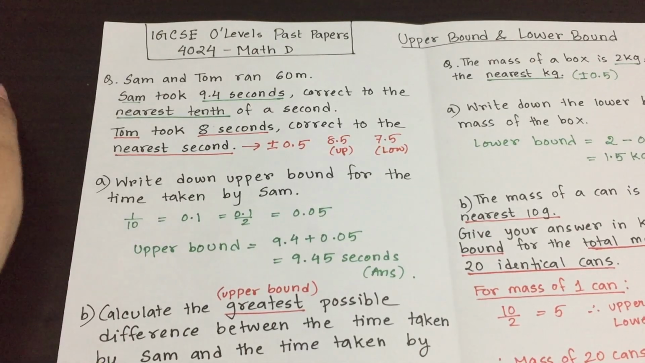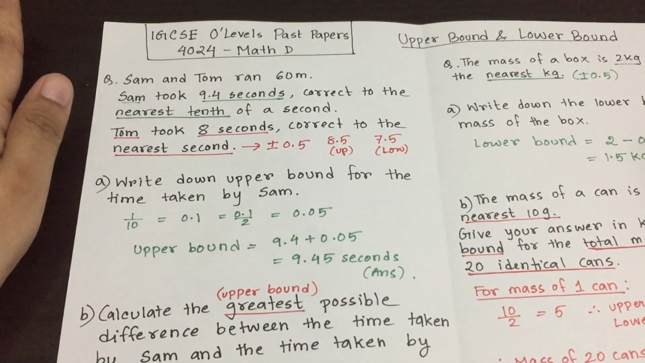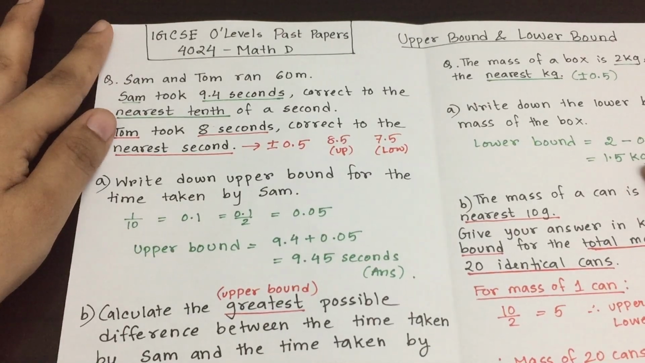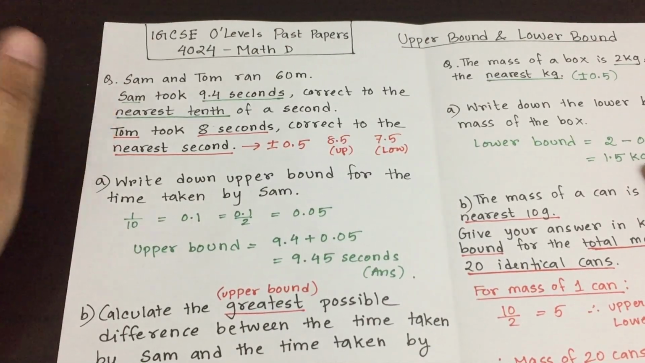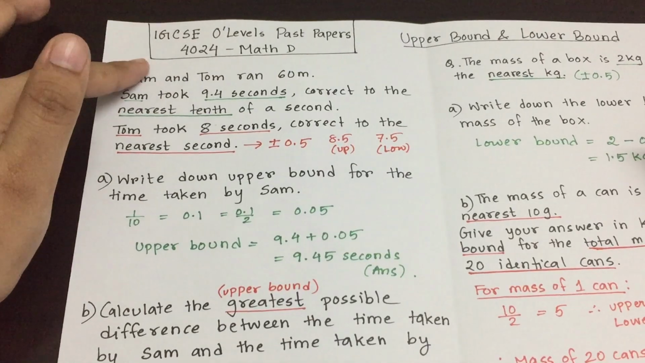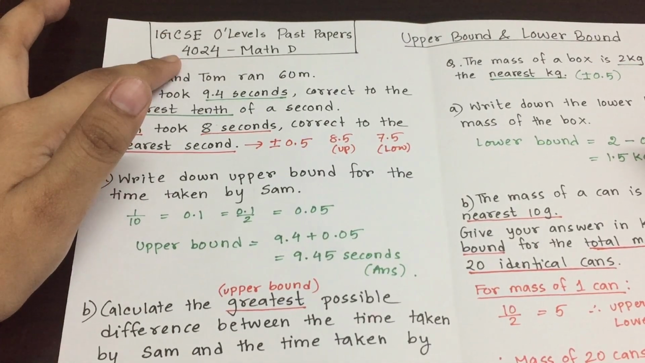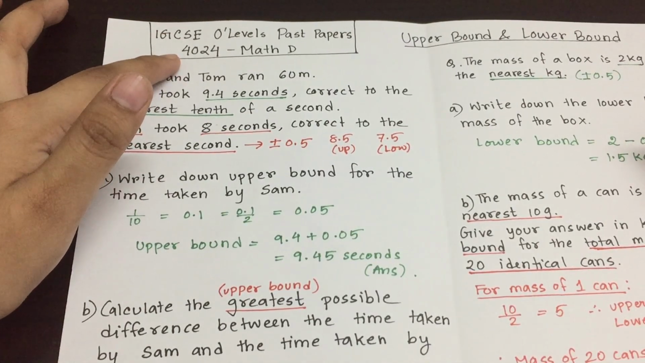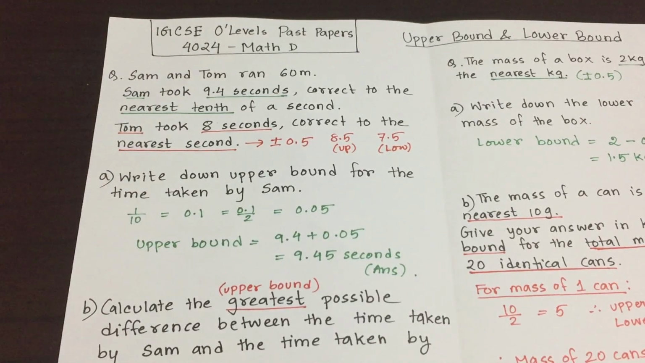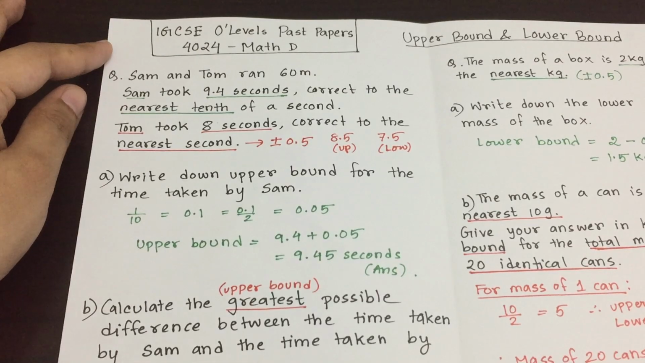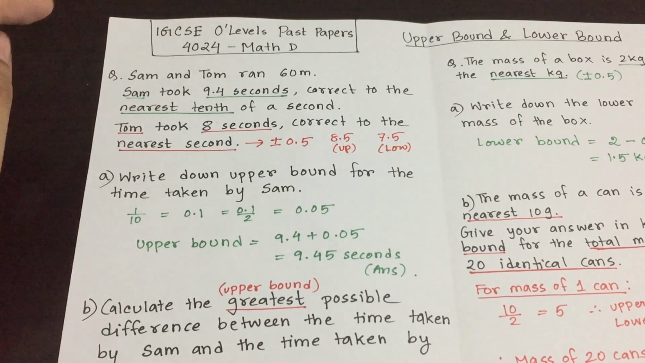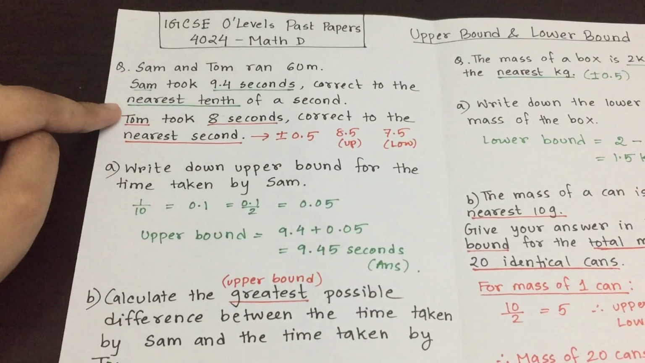So let's start. Okay, so here I have taken two questions from O-level past papers. As you can see here, the code is 4024 Mathematics D. So I just have picked up two important sums which I thought would be very useful for all of you. So as you can see, this is the first question.